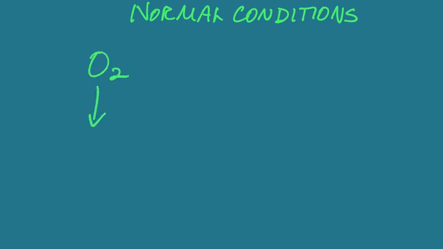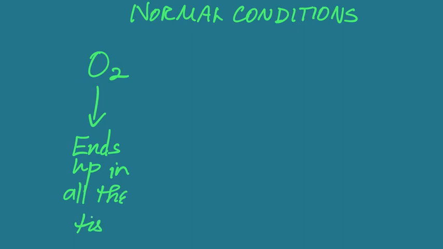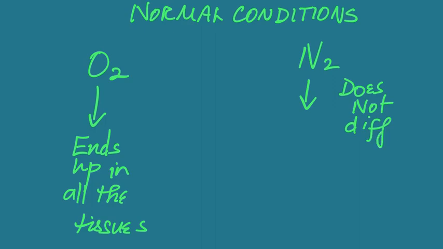So oxygen diffuses across the capillary and alveolar walls, and ends up in all of our tissues. Nitrogen, on the other hand, does not diffuse across the alveolar and capillary walls because it is not soluble. It is not soluble in water, and so it ends up being exhaled along with carbon dioxide.